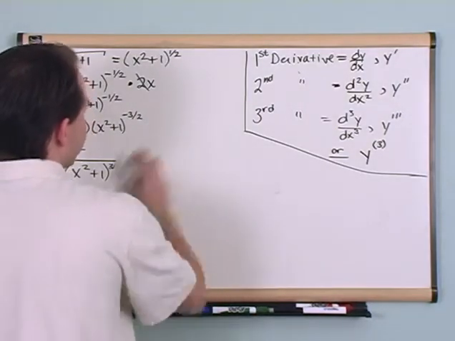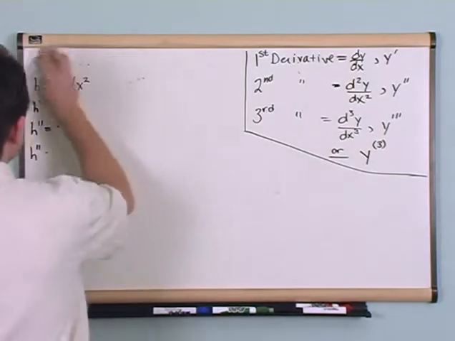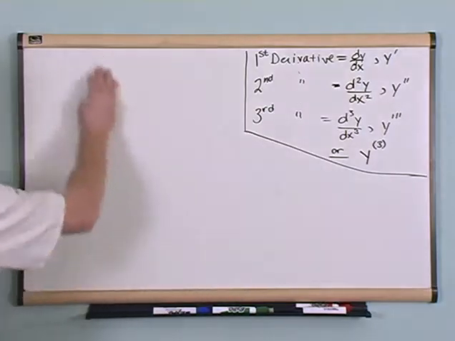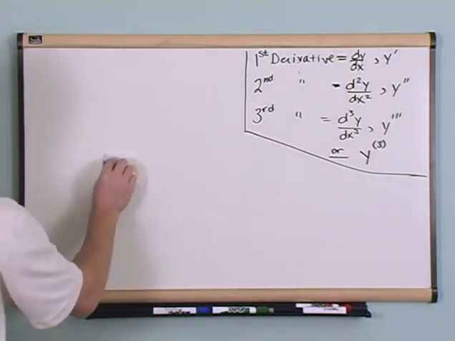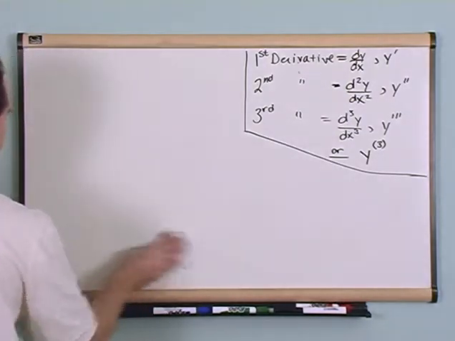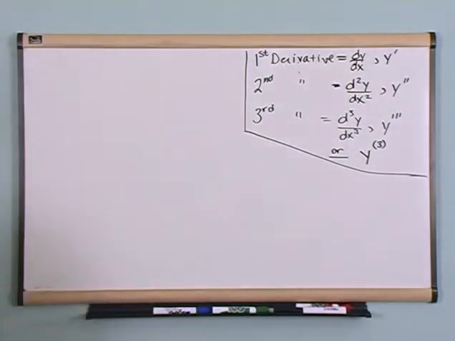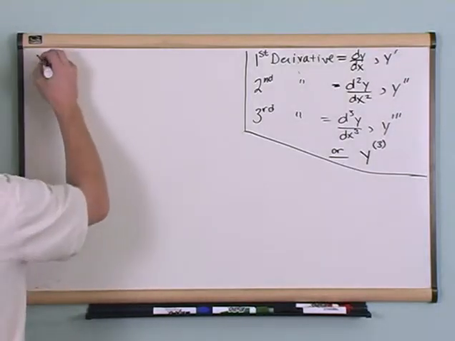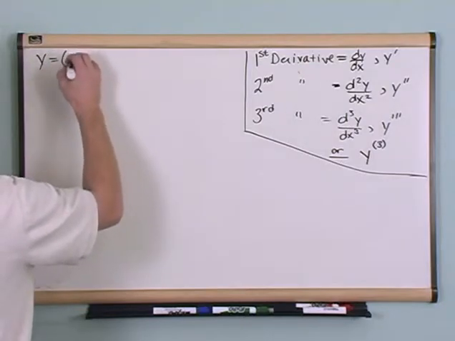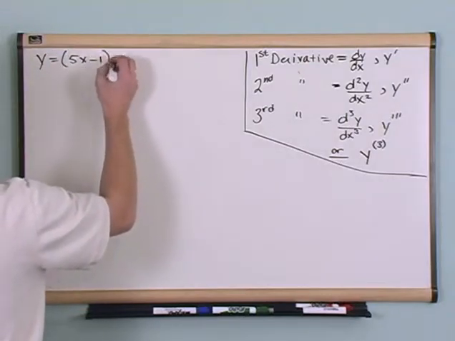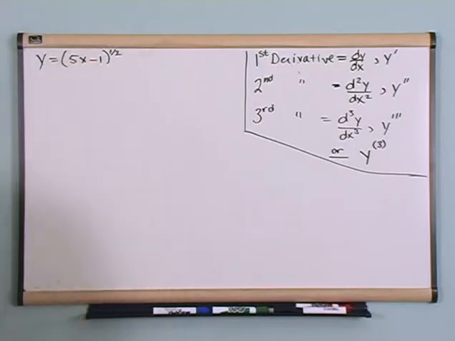But essentially, that is the process by which you take derivatives to get what we call the higher derivatives. And we've already seen a practical example of why you would care about that: the acceleration is a higher order derivative, for instance, of the position function. So we're going to do one more problem in this section. If you had y equals (5x minus 1) to the 1/2, the question is, find the third derivative.